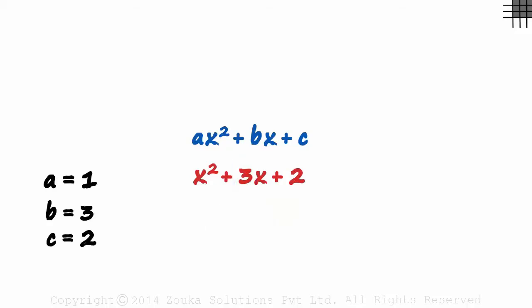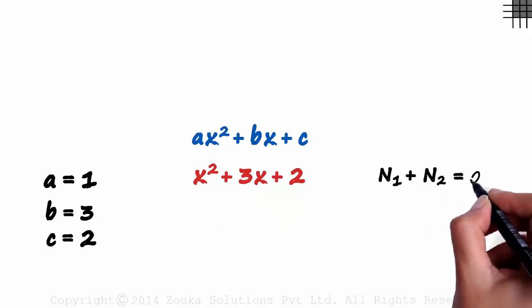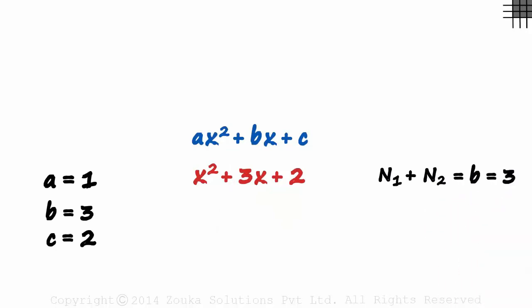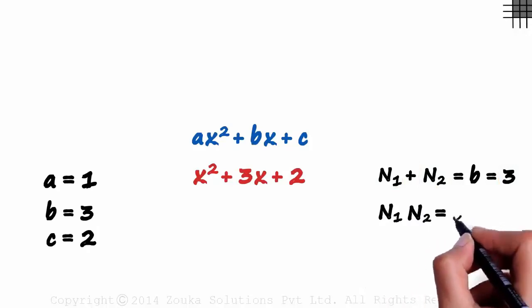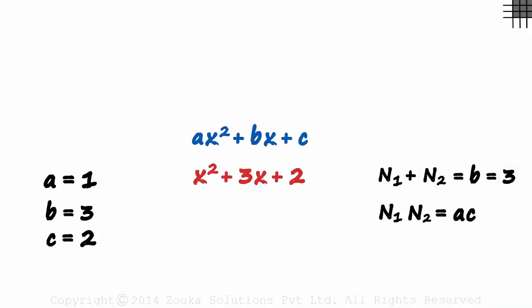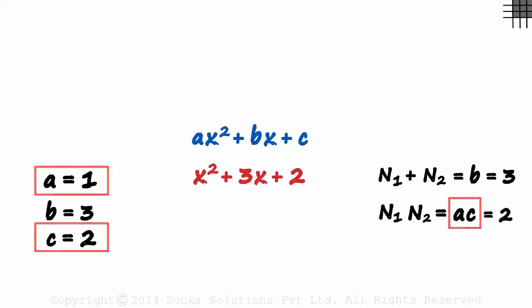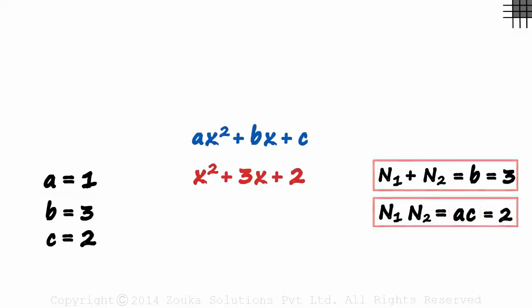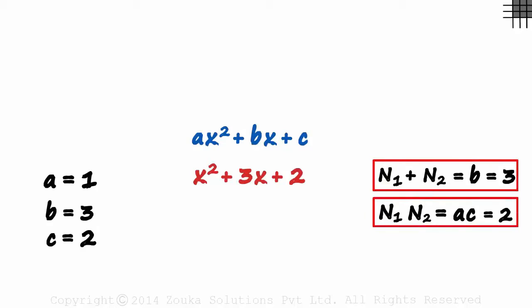The first condition says that n1 plus n2 should be equal to b. In this case, 3. The two numbers should add up to 3. And the next condition says that the product of the two numbers should equal the product of a and c. As a is 1 and c is 2, this product will equal 2. That's it. Only these two conditions. Which two numbers do you think would satisfy these two conditions?